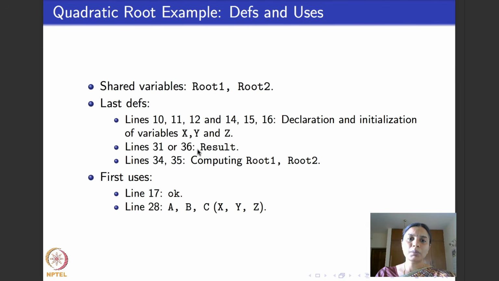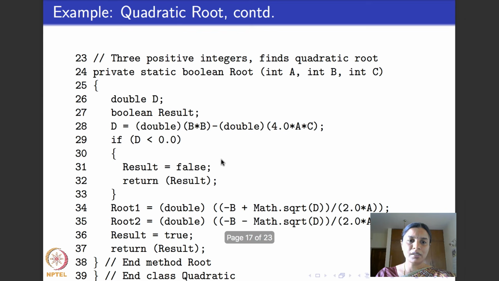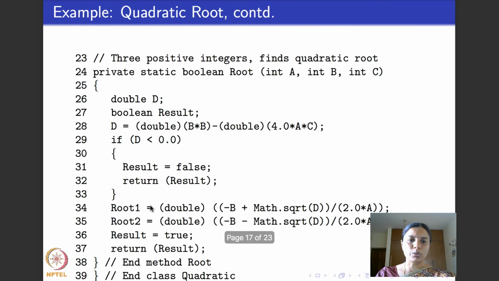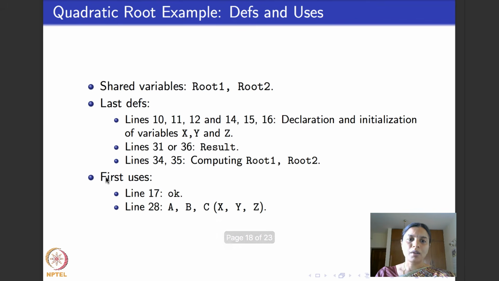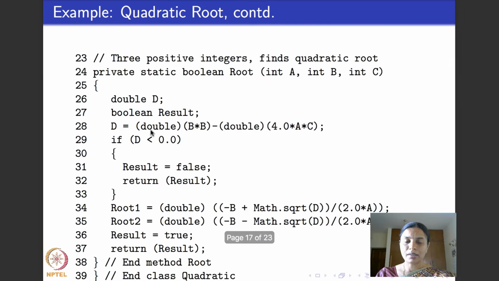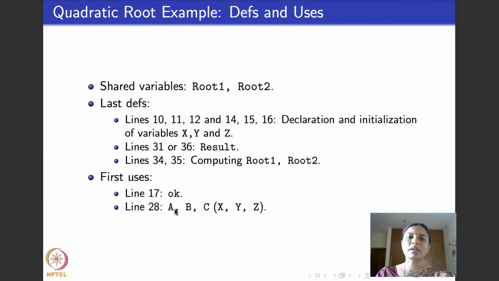And then what else is passed? Result. If you see, result is computed as false at line 31 or as true at line 36. So it's passed here. And in lines 34 and 35, if result happens to be true, we compute root 1 and root 2. Lines 34 and 35 compute square root 1 and square root 2. Which are the first uses? Result is returned as OK in line 17, right? And x, y, z are passed as a, b, c, right?